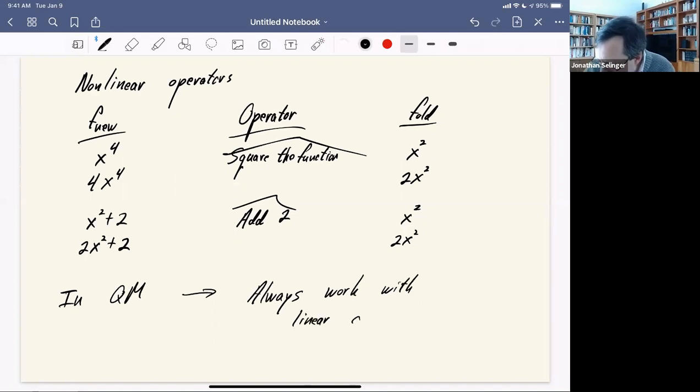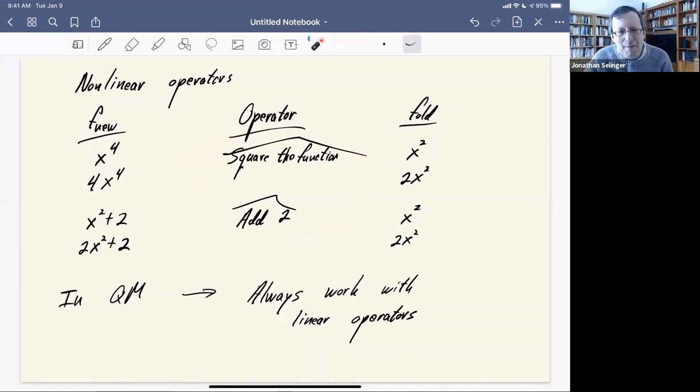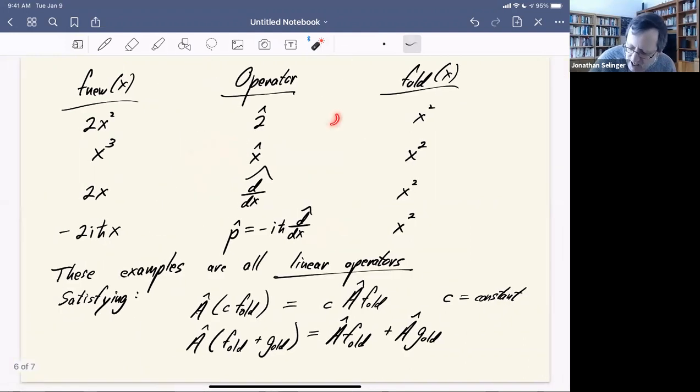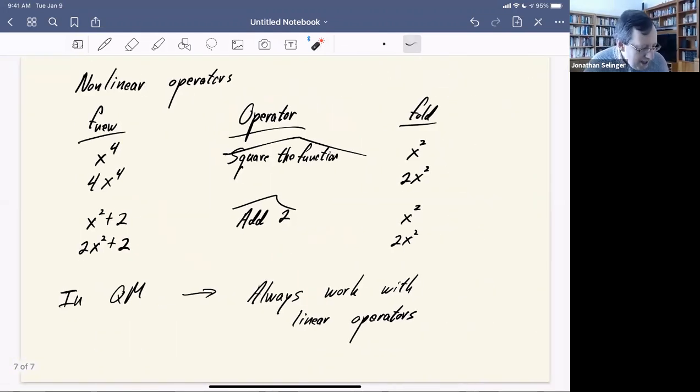So for the rest of the semester, I only want to think about linear operators. That's why I don't even have a good notation for these things, because I don't think about them in the quantum mechanics course. And so I'm only going to work with linear operators like these examples.